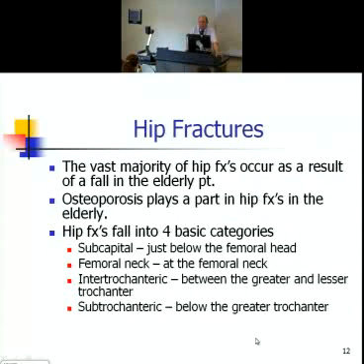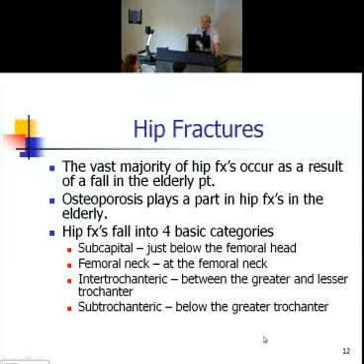Again, falls in the elderly is the major cause of hip fractures and the osteoporosis, and the fractures fall into four basic categories. Subcapital fracture is just below the femoral neck. The femoral neck fracture is at the femoral neck. The intertrochanteric fracture is between the lesser and greater trochanters, and the subtrochanteric fracture is below the greater trochanter. So those are the four basic hip fractures, and if you look at an x-ray of a hip fracture, it's going to fall into one of these four categories.